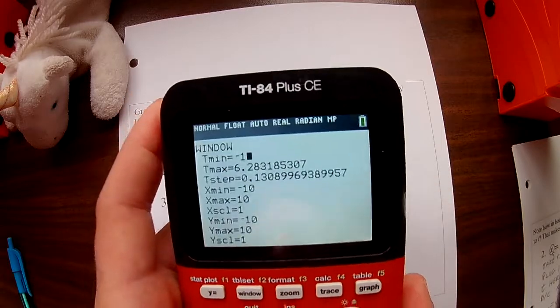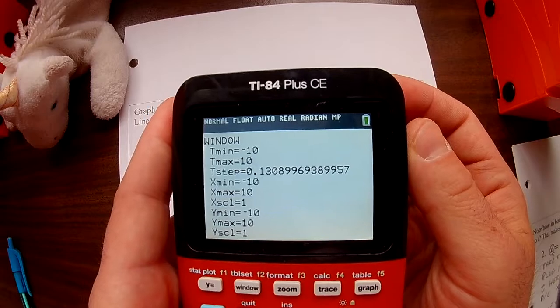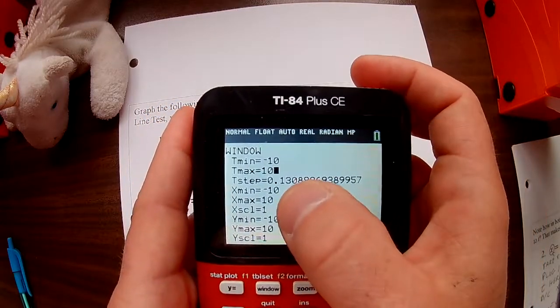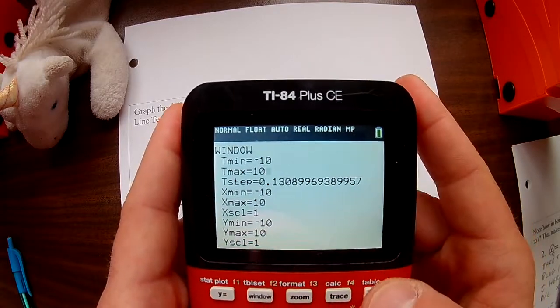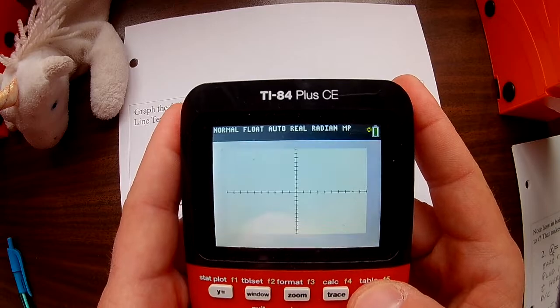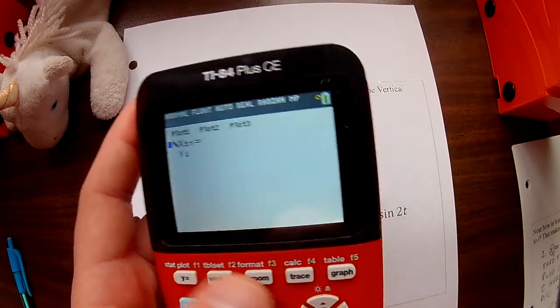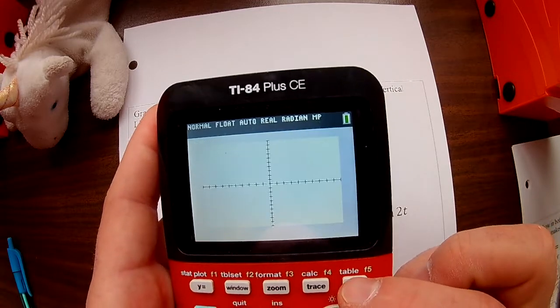Heck, I could even make it go from negative 10 to 10. Some of you might be saying, why don't I just go from like negative 10,000 to positive 10,000? Because that's going to take a long time. You're counting by 0.13. The further apart you make your Tmin and your Tmax, the longer it's going to take to get from beginning to end. And now you can see it fails the vertical line test. I'm just going to keep this window or this domain on all these graphs.